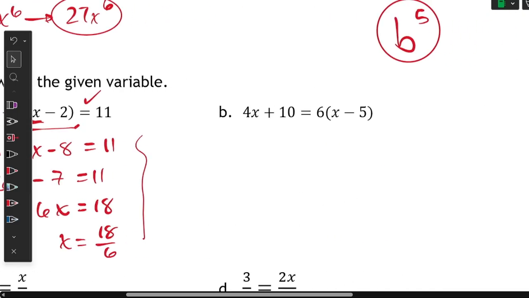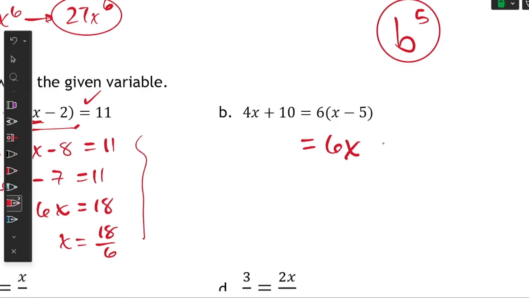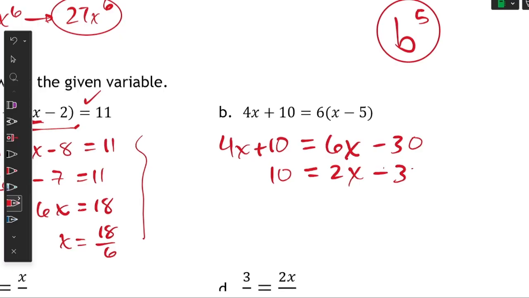Next question, pretty straightforward. On the right hand side, I'm going to distribute the 6. I'll write 6 times x minus 30. On the other side, I've got 4x plus 10. I can take away 2x from both sides. No, I'm taking away 4x's from both sides. So 4x minus 4x is 0 on the left-hand side. Over here, I've got 6x minus 4x is 2x minus 30.